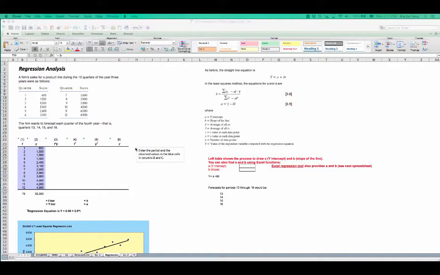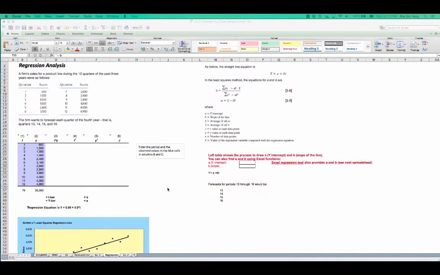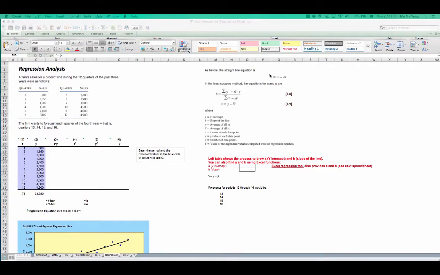Regression is a functional relationship between two or more correlated variables. Linear regression is a special case of regression when the relationship between variables forms a straight line. We call this the trend line. The linear regression equation is y equals a plus b times t, where a is the y-intercept and b is the slope of the line.